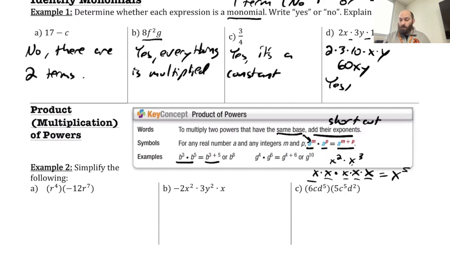The shortcut is just taking the 2 and the 3 and adding them up. We don't have to separate them and then put it back together as 1 again. We can just count up: 2 plus 3 gives me 5.